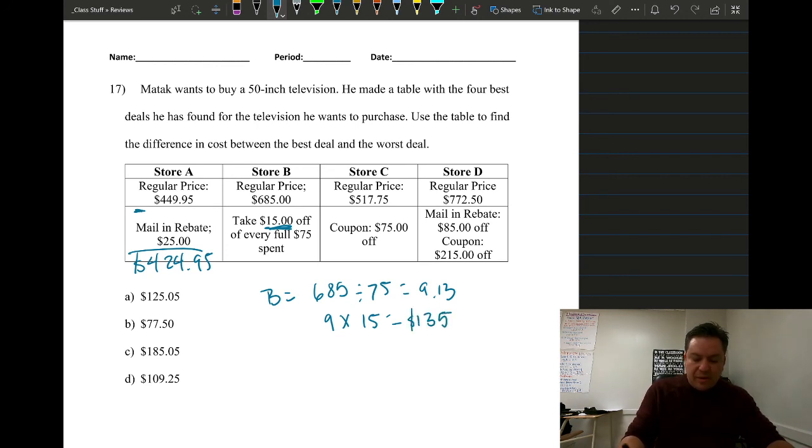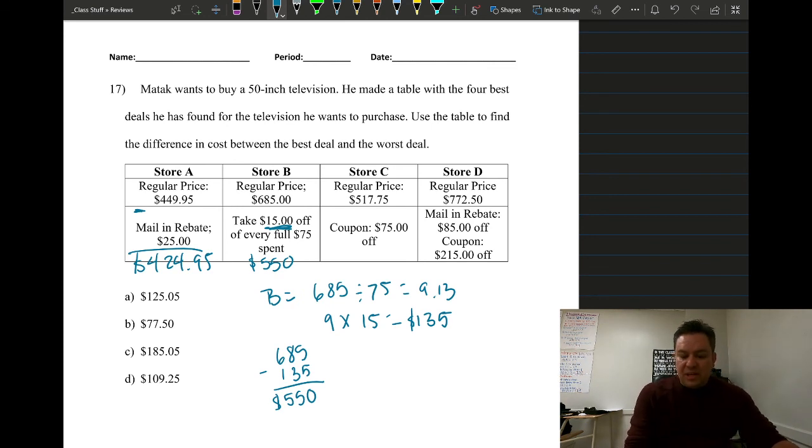So this is the amount that you're gonna take off the original price. So 685 minus 135 gives you $550 for store B after the discounts and everything.